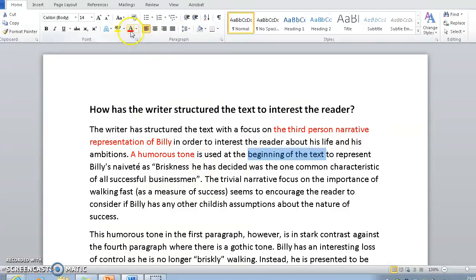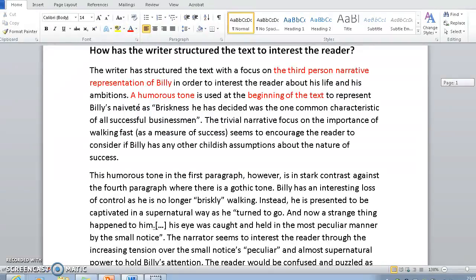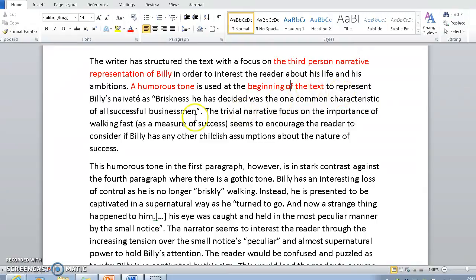And the student should and must compare it with the sudden change of tone later on. Let's go back to the actual student exemplar. To represent Billy's naivety as briskness, he has decided was the one common characteristic of all successful businessmen. Look at that embedded quote. That's what I need you guys to do.